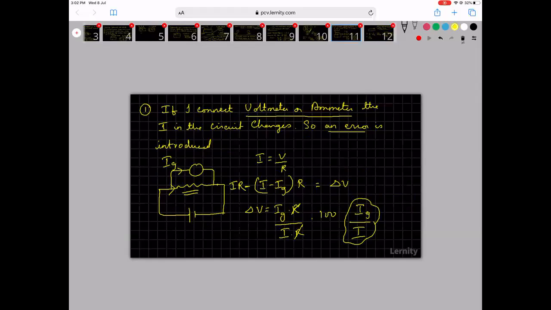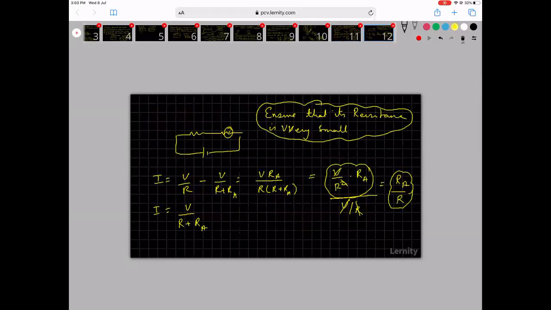So how can you make it small? By making Ig small. How can you make Ig small? By having a high resistance in series to the galvanometer. In this particular case, how can you make Ra small? Ra is equal to Rs into Rg by (Rg plus Rs). So this Rs will be made very small. If Rs is very, very small, then the error will be very, very small.